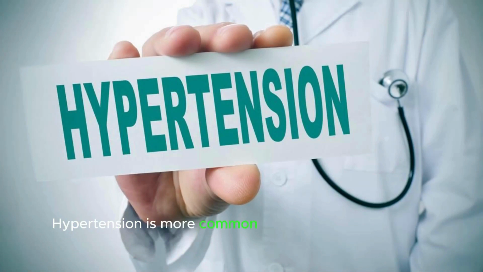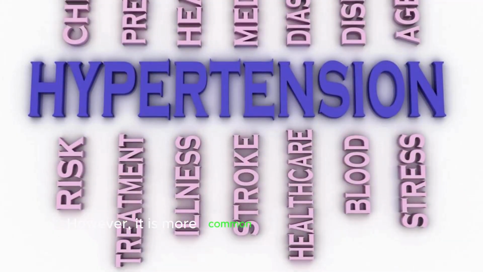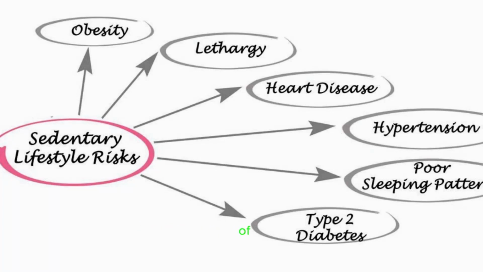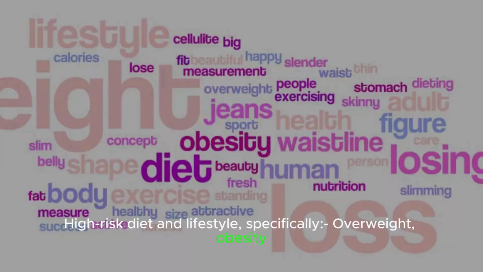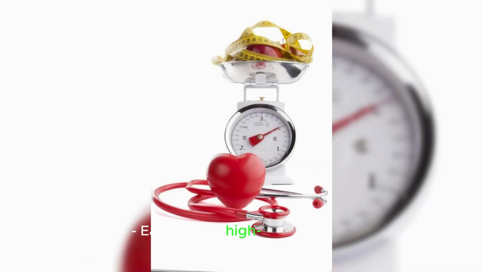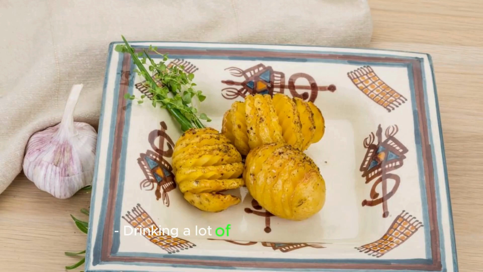Hypertension is more common in people with diabetes, both type 1 and type 2. However, it is more common in patients with type 2 diabetes. Family history of hypertension. High-risk diet and lifestyle, specifically overweight, obesity, eating salty, high-sodium foods. Sedentary lifestyle, not exercising. Drinking a lot of alcohol, high stress.